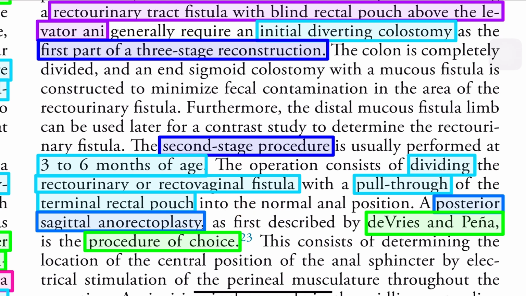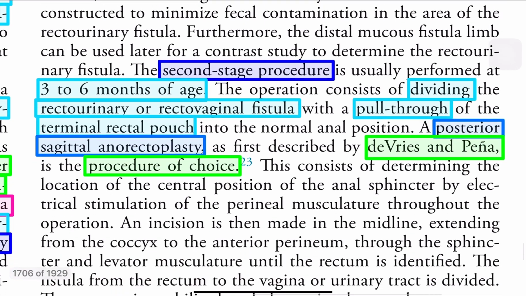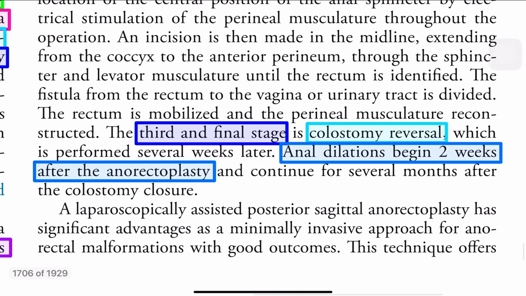This is known as the posterior sagittal anorectoplasty, and this is given by DeVries and Pena. Important, remember this name. They ask Pena. This is the procedure of choice. And the third stage, you have to close the colostomy. Because you form a colostomy in the first step, the final stage will be closure of colostomy. Then anal dilatation begins 2 weeks after the anorectoplasty. They ask this, 2 weeks, when you start the anal dilatation. Dilatation will start after 2 weeks.